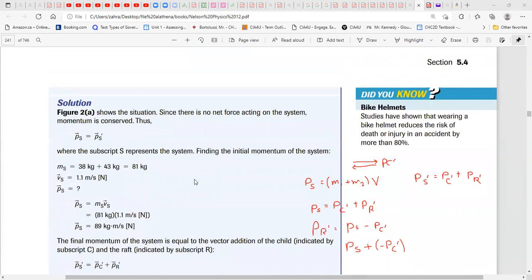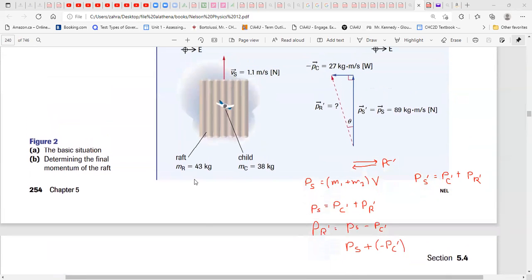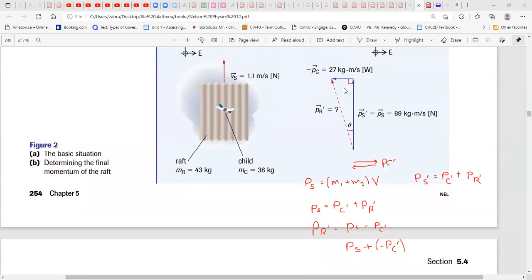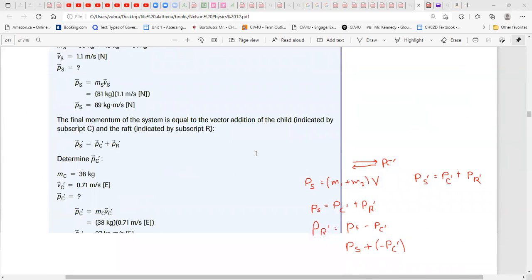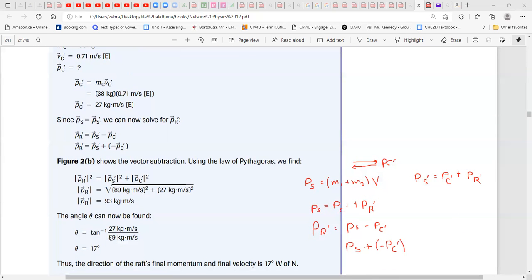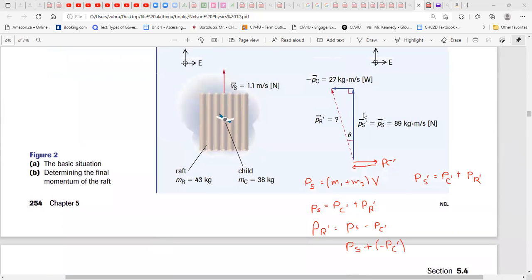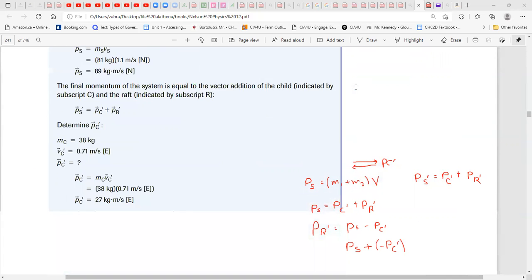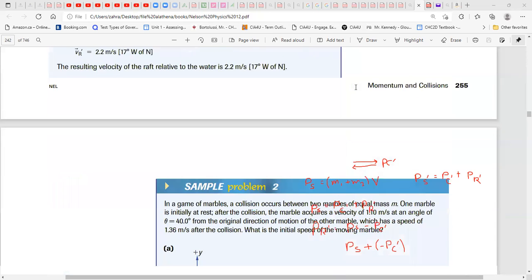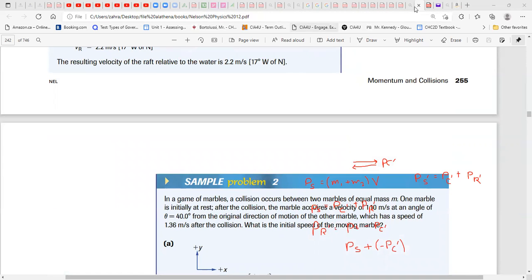If you want to find theta, going back here, tangent is opposite over adjacent. Opposite is 27 over 89. So tan inverse of 27 over 89 gives you theta of 17. And as you see in the picture, it's going to be 17 west of north. That is the solution.